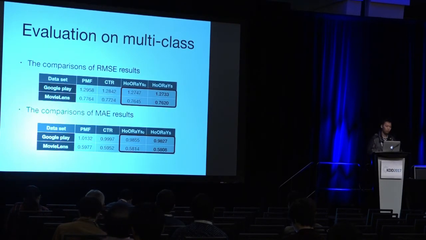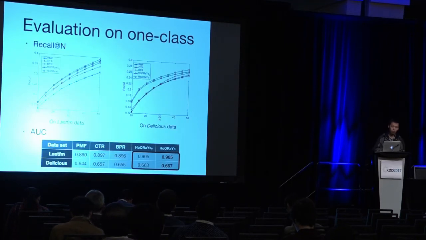Okay, then this is the result for the multi-class case. And as we can see, the proposed second order distance can help to improve the accuracy compared with their corresponding base methods. For example, HoORays 0 is better than PMF, and HoORays is better than CTR. And this is the evaluation result on the one-class case. And also similarly, we can find that HoORays are better than their base methods and better than the BPR method.